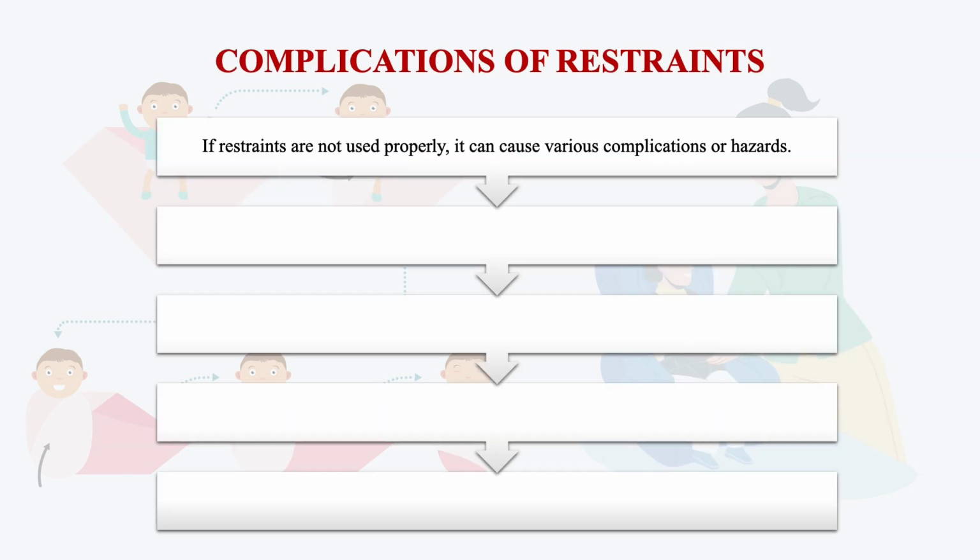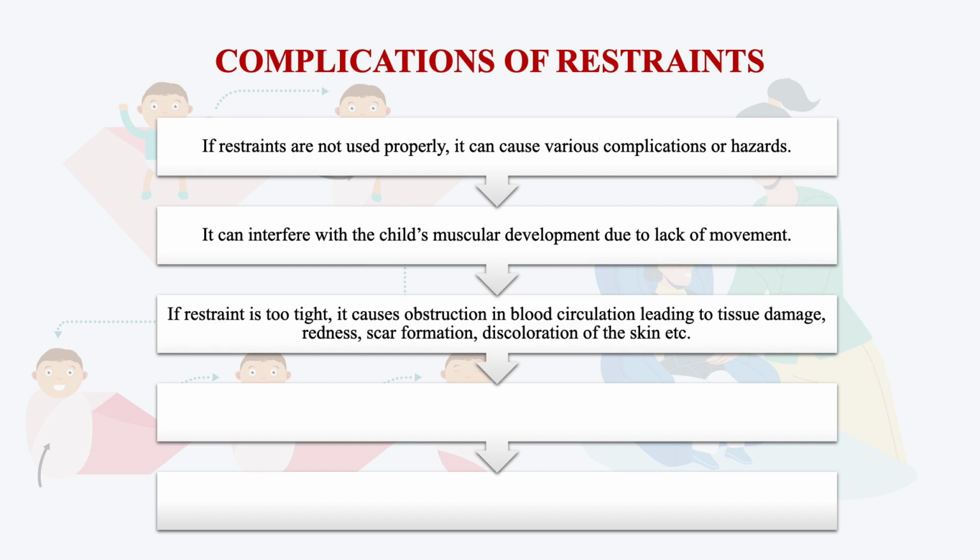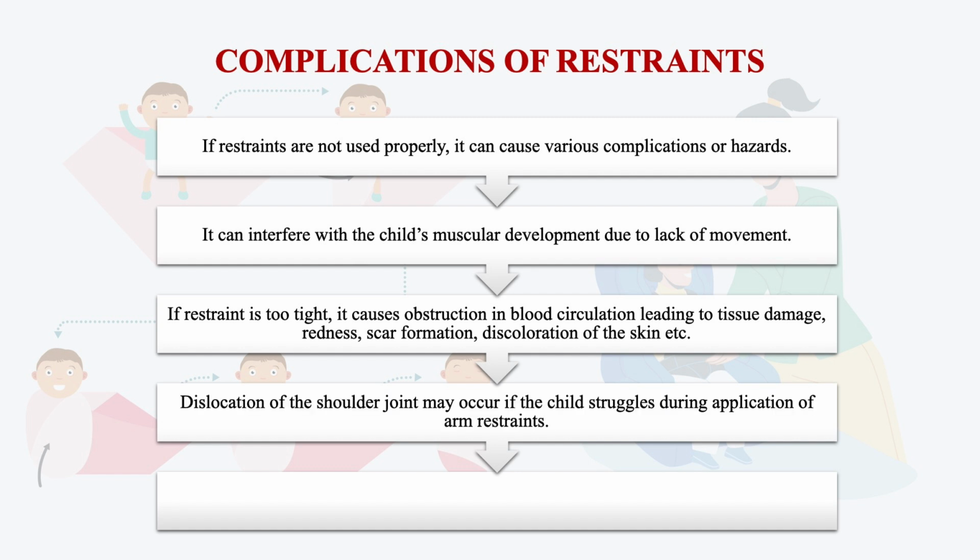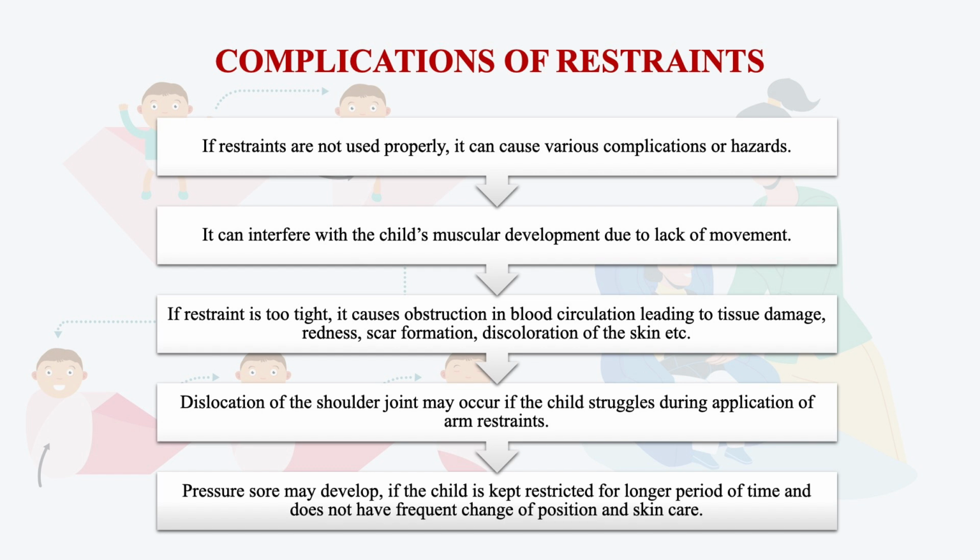Coming to the complications of restraints. If restraints are not used properly, it can cause various complications or hazards. It can interfere with the child's muscular development due to lack of movement. If restraint is too tight, it can cause obstruction in blood circulation, leading to tissue damage, redness, scar formation, discoloration of skin, etc. Dislocation of shoulder joint may occur if the child struggles during application of arm restraints. Pressure sores may develop if the child is kept restricted for long periods of time and does not have frequent change of position and skin care.